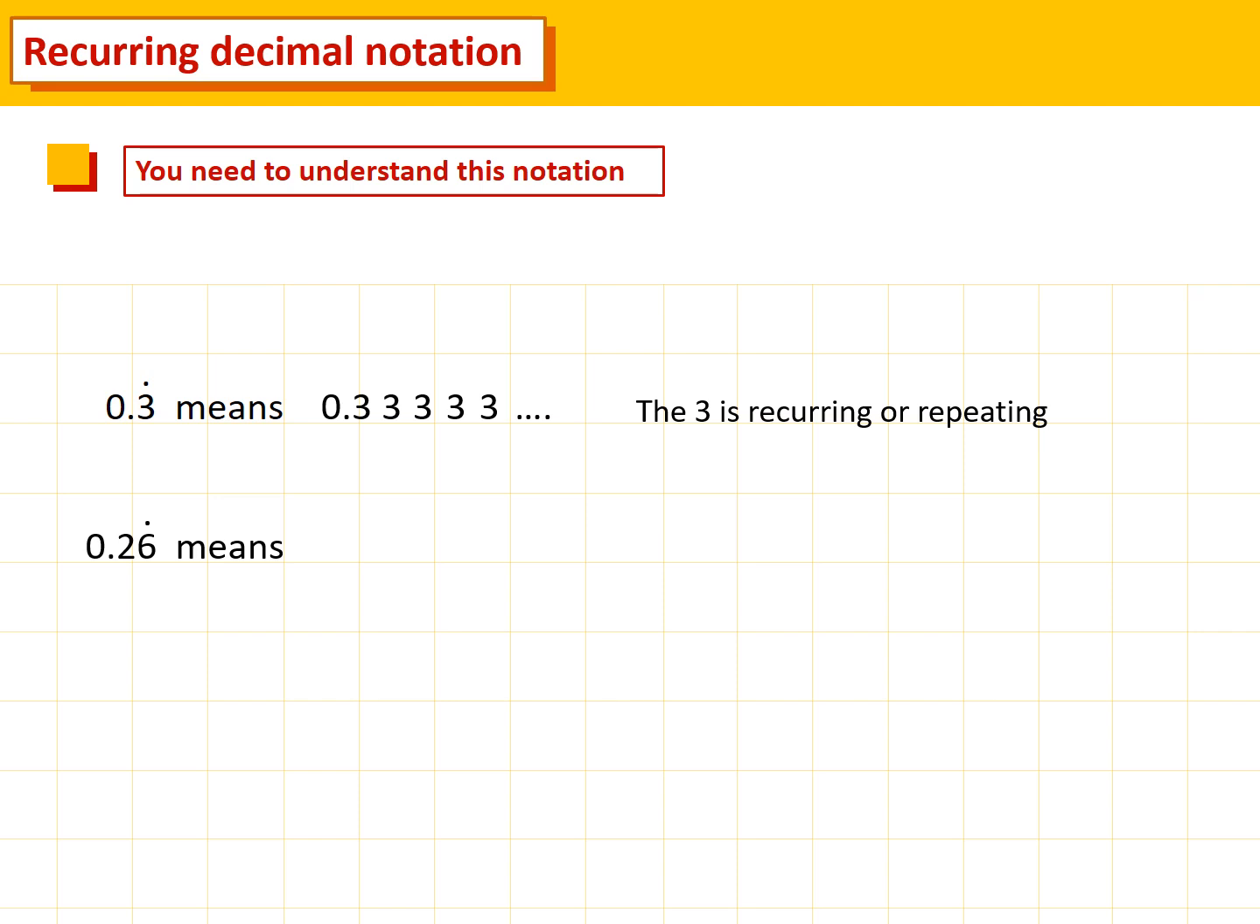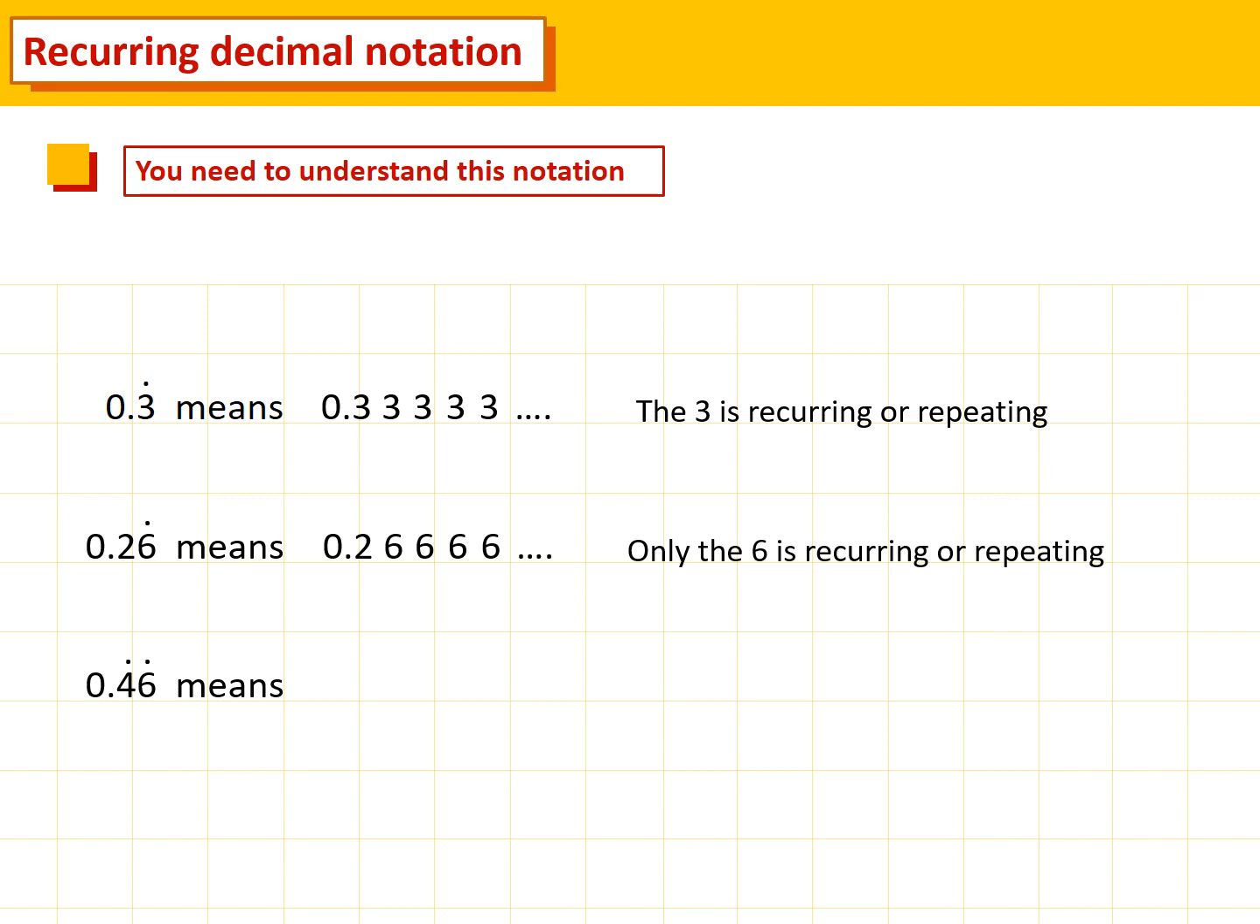0.26 with the dot just over the 6 means it's only the 6 that repeats. So it's 0.2 and then the 6 repeats. So it's a repeating or recurring 6, but just a single 2.